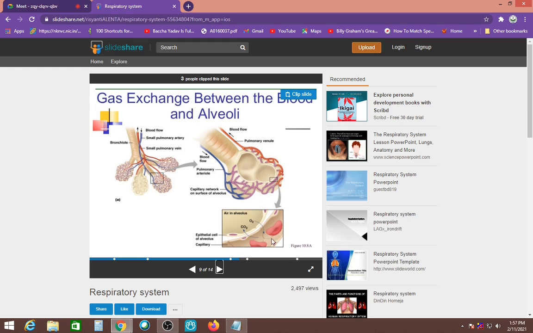This is the capillary. These are the red blood cells. Can you see? This is the capillary. This is the alveolar sac. Can you see the arrow? Yes, ma'am. You can see, right? So this is the alveolar sac or alveoli. These are the capillaries, and air exchange occurs here. This is the diffusion barrier, they call it.